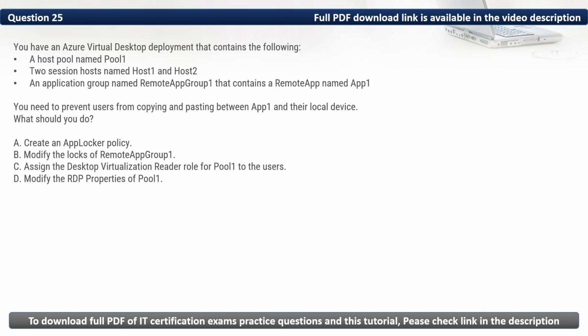Question 25. You have an Azure Virtual Desktop deployment that contains the following: a host pool named pool1, session hosts named host 1 and host 2, an application group named remote app group 1 that contains a remote app named app 1. You need to prevent users from copying and pasting between app 1 and their local device. What should you do?